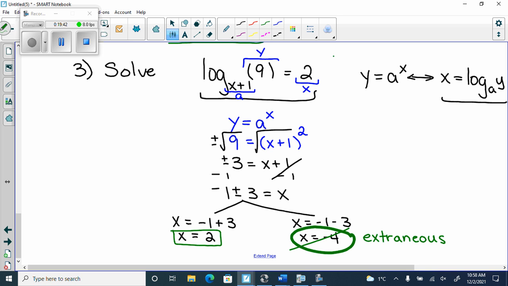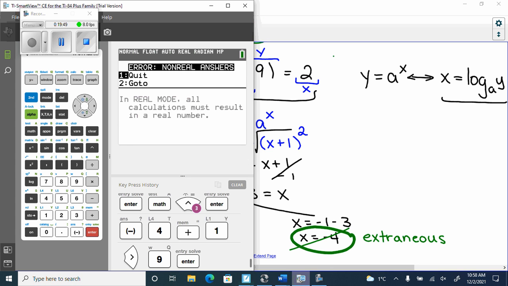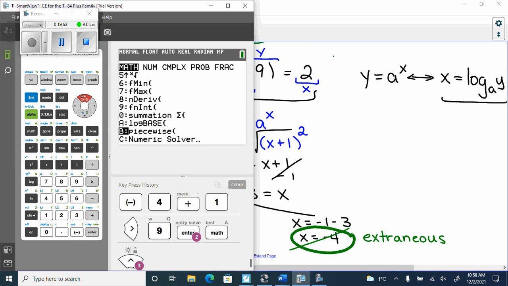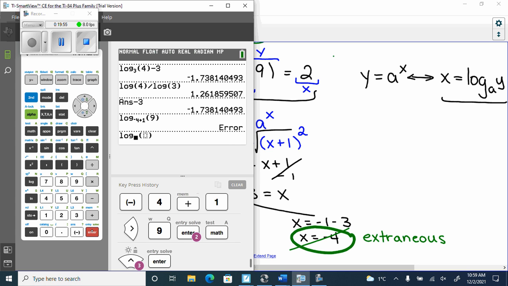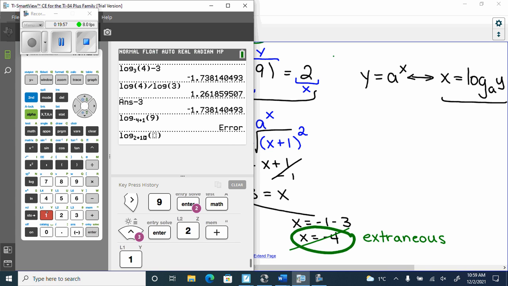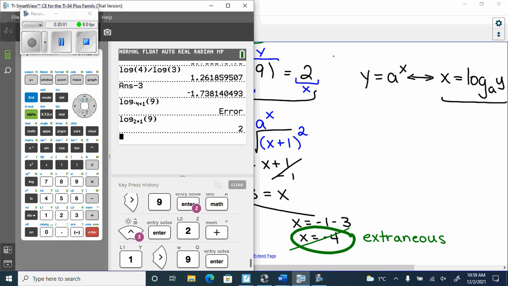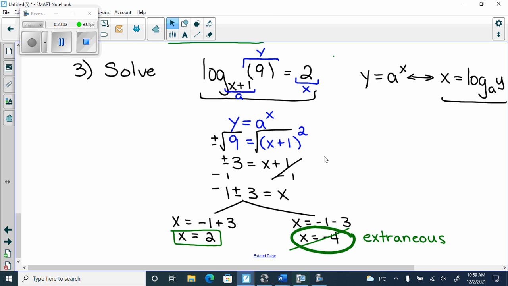Because I would get log base 2 plus 1 of 9. I'll show you with the 2. Let me go quick. So this one would be math, log base 2 plus 1 of 9. And the answer to that is 2, which is what the answer is. So it actually works. So the only answer is x equals 2.